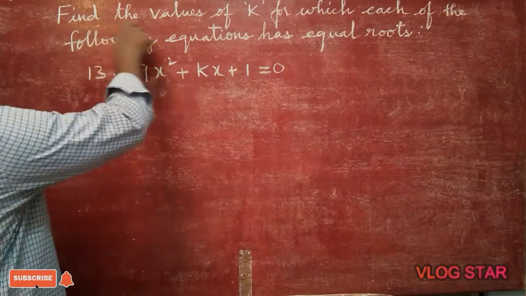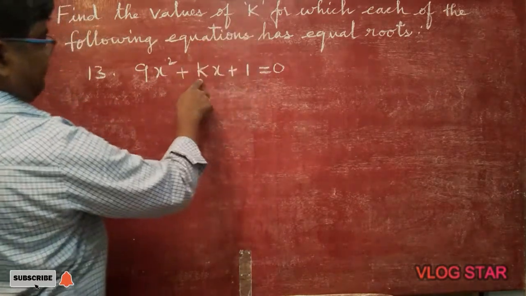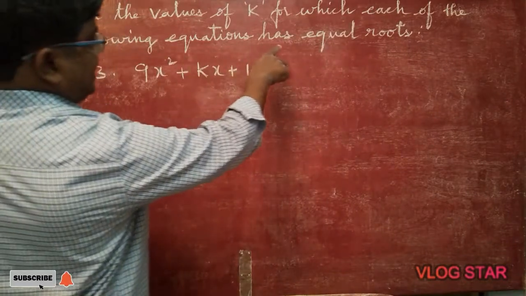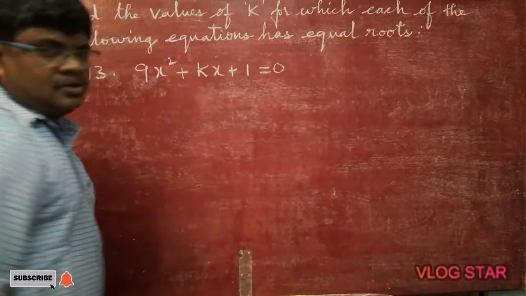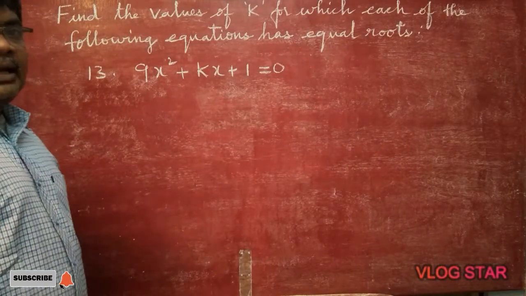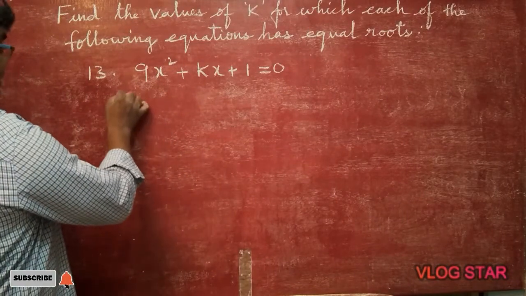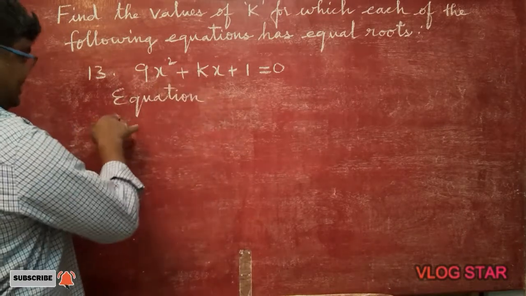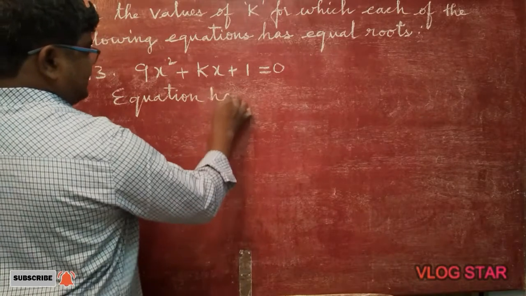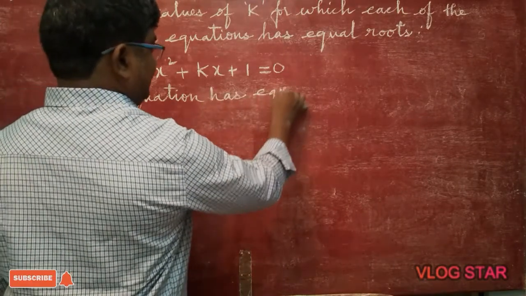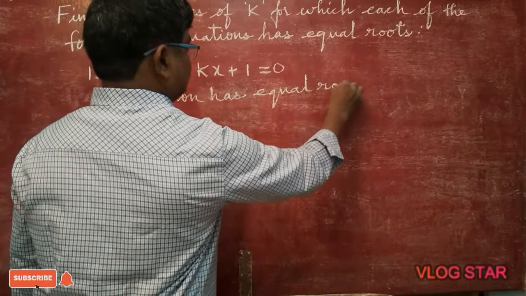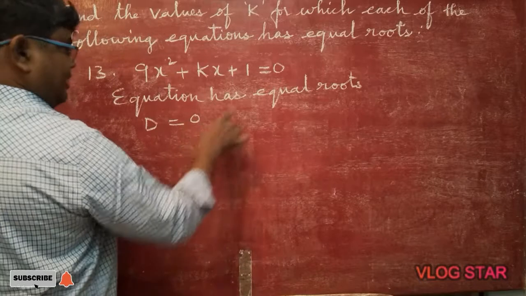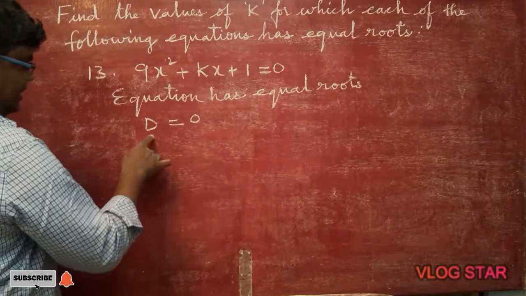Next problem. Find the values of k. K value we have to find, for which each of the following equations has equal roots. What is the meaning of equal roots? They told that this equation has equal roots. Real and equal means what? D is equal to 0. This is the meaning of this sentence. D is equal to 0.